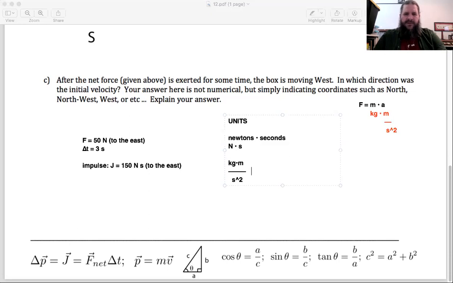But we're also multiplying that by seconds. So for impulse, we've got force times time. That's newtons times seconds. But if you multiply kilogram meters per second squared times seconds, what happens? Yeah, we've got seconds in the numerator, because this is really times seconds over 1, and seconds squared in the denominator. So one of the seconds cancels out. We're left with kilogram meters per second.